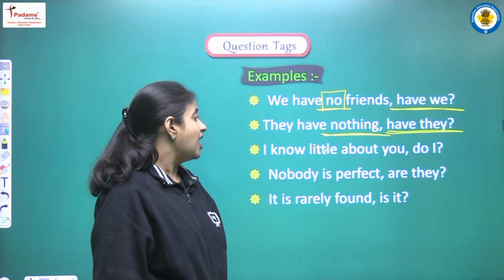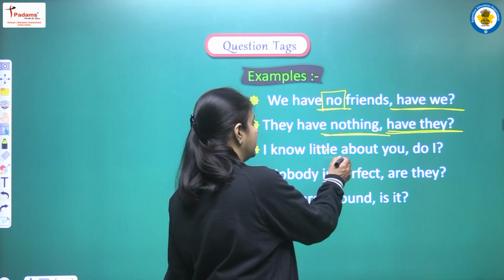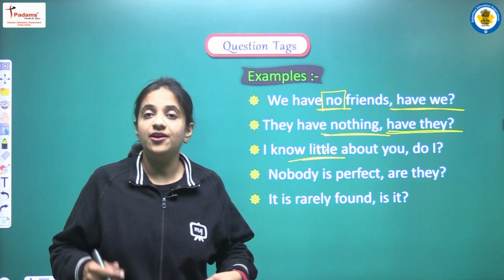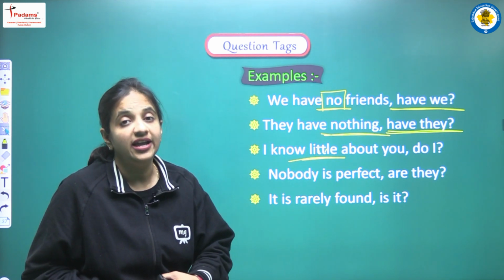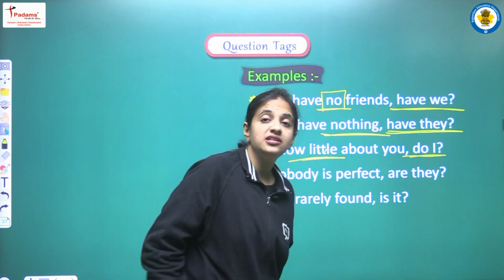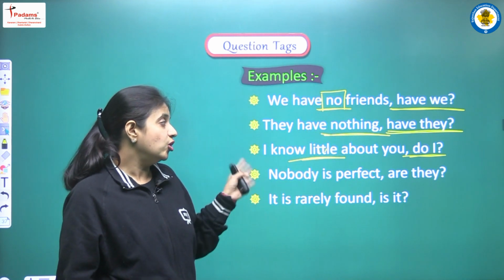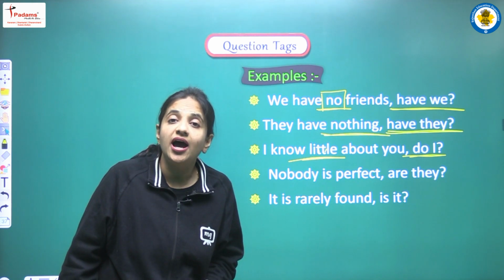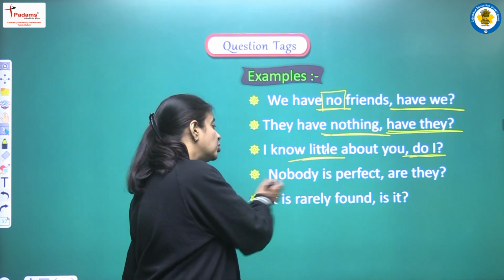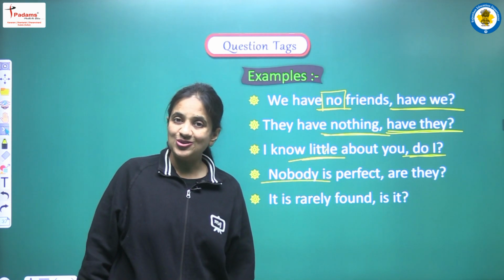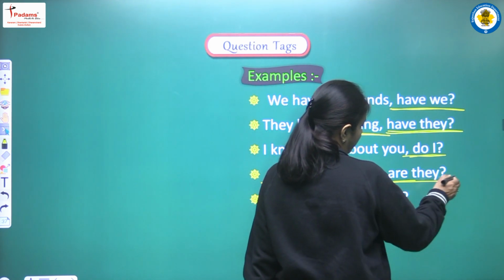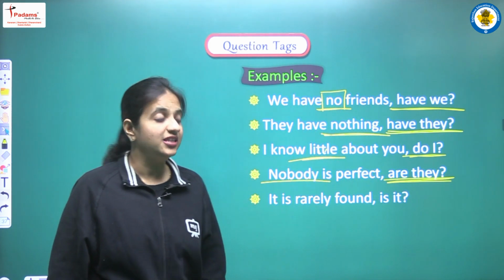Next example, I know little about you. Again, little is a negative word. If we are having few, then these are also negative words, and then again the question tag will be positive. So here we are writing, I know little about you, do I. Next is, nobody is perfect. So if we are having nobody, no one, then also our sentence is a negative one, and we have to make a positive question tag. So here we are writing, are they.